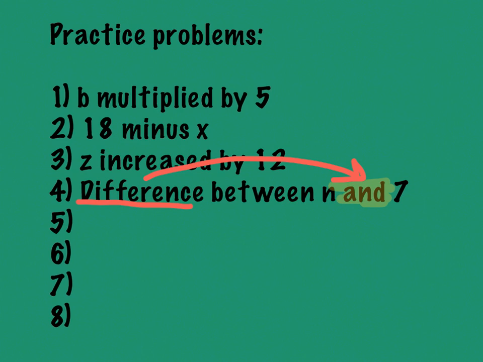Now, here's what you're going to do. You're going to start with n, because it says n, the difference between n and 7. And then the operation always goes where the word and is. So difference is subtraction, and is right there, so we're going to do n minus 7. And that's your expression for this problem.